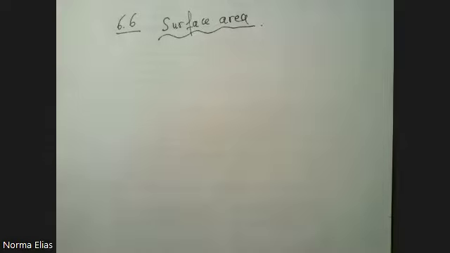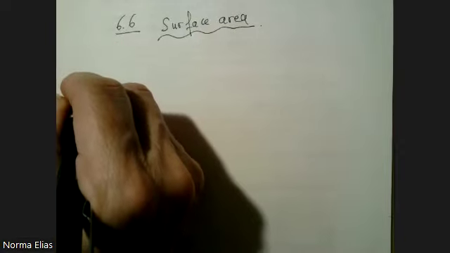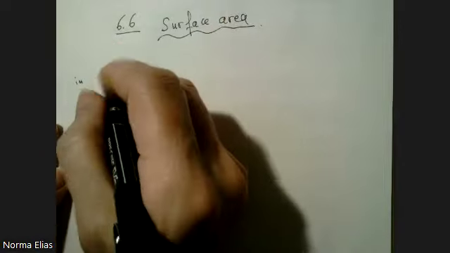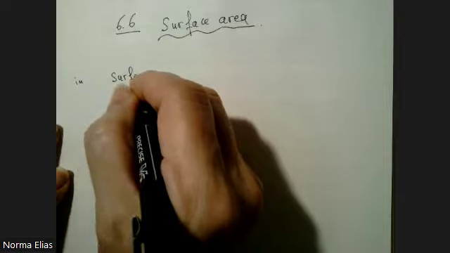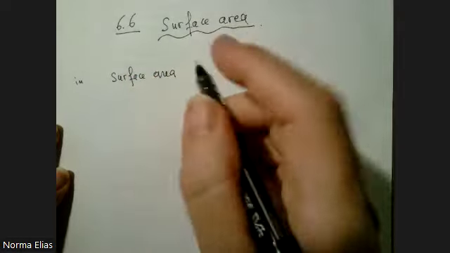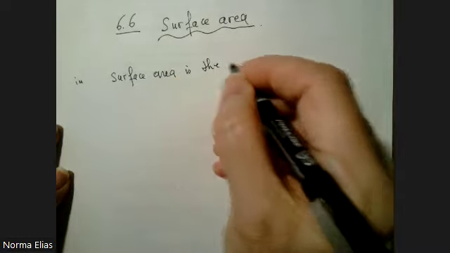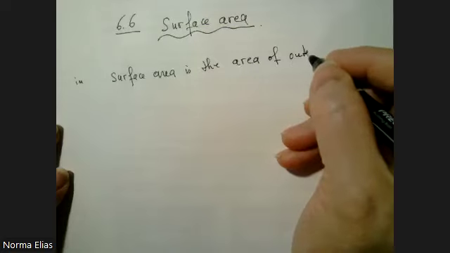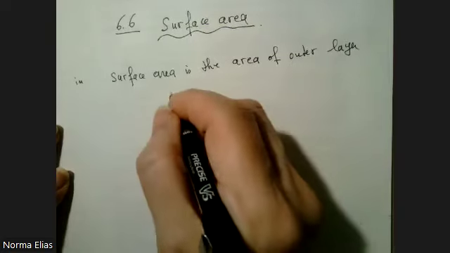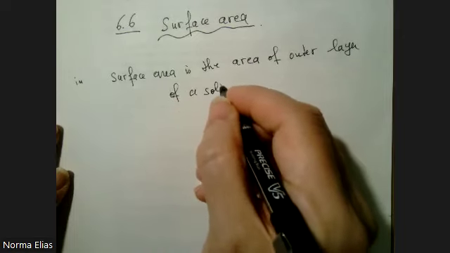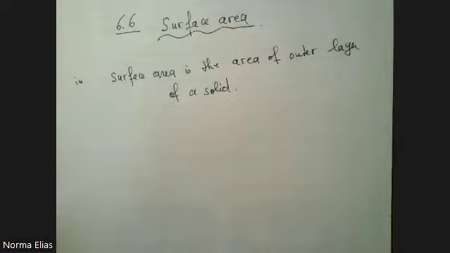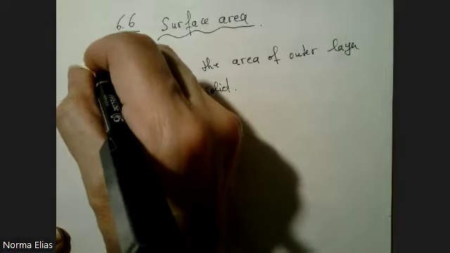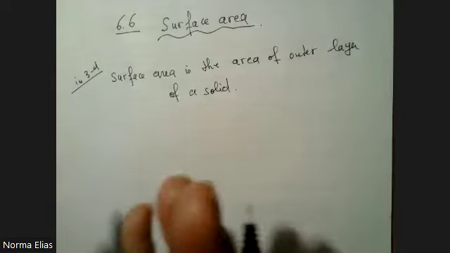So basically, what is the surface area? In 3D, it means if you have a solid, not in the plane but in 3D, the surface area is basically the area of the outer layer of the object. Okay, so that's what the surface area is. We are in R3 now, or basically in 3D. You have a solid, so the surface area is the area of the outer piece.